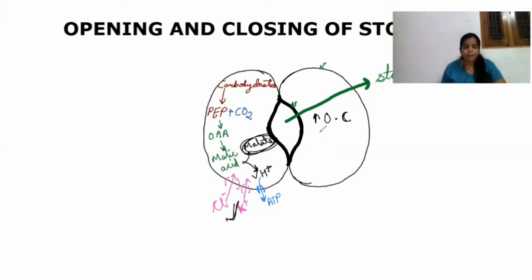Now, what happens over here? Because of its increased osmotic concentration, water enters into the guard cells, that is endosmosis occurs. Once water enters into the guard cells, what happens? The guard cells become turgid, and it leads to the opening of stomata.